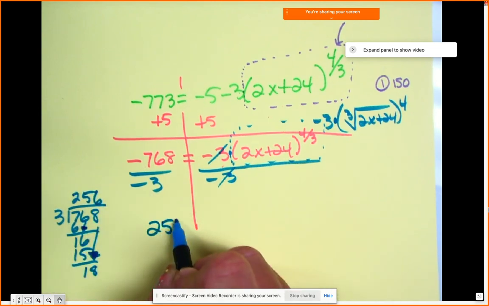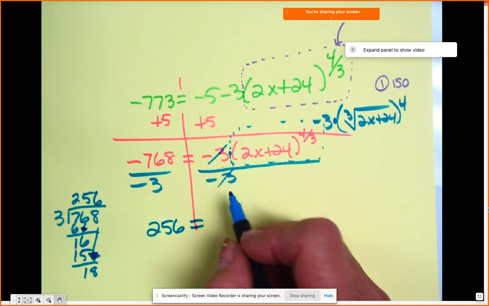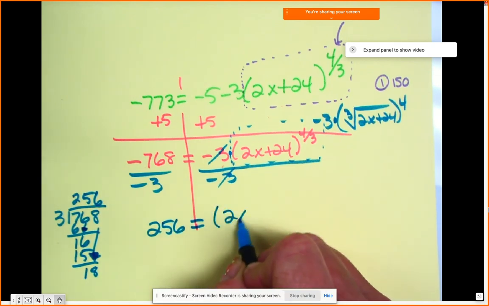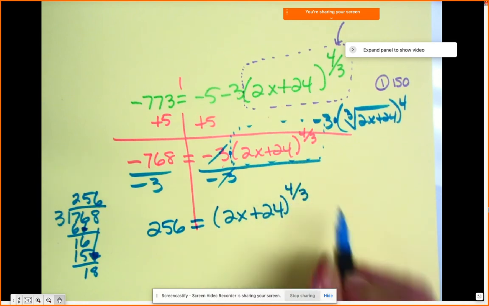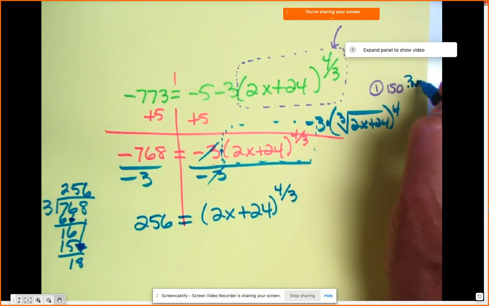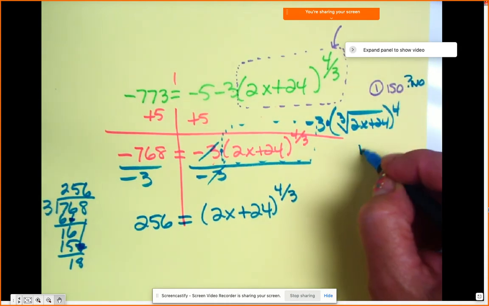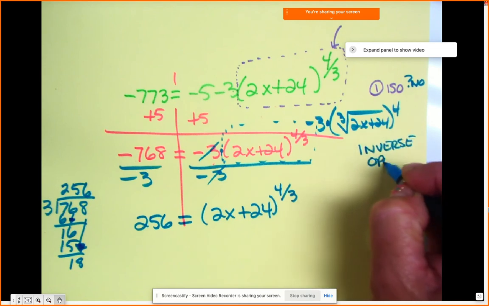I've seen that before. It happens to be 16 squared. It happens to be 4 to the 4th. After a while, you start to see the same numbers. Okay, so now I'm down to this. Now it's isolated. Okay, so isolation, this one was no. We had to go inverse operations to get it isolated.